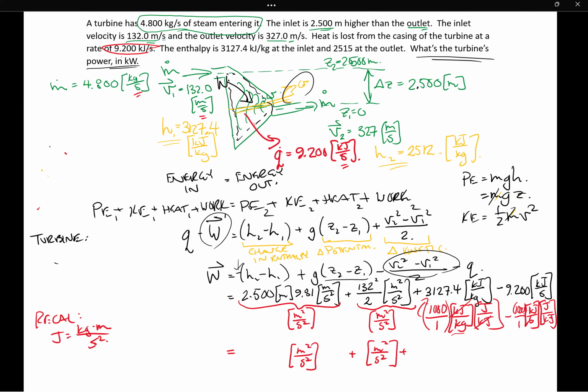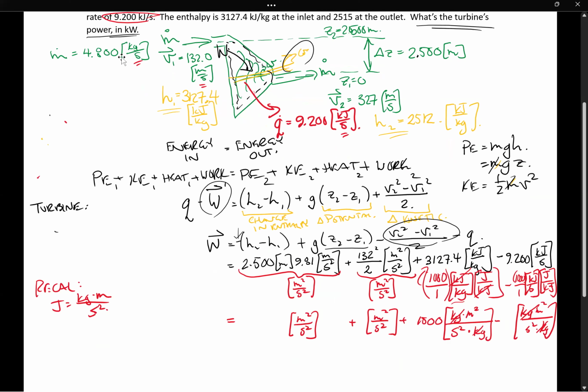So we have converted in here, and if we kept that 1,000, we get kilogram meters squared per second squared times kilogram. And then I'm going to subtract that kilogram meters squared per second squared times kilogram. And kilograms cross out. And I'm getting meters squared per second squared in each of these terms now. So therefore, W is equal to, add up these two.